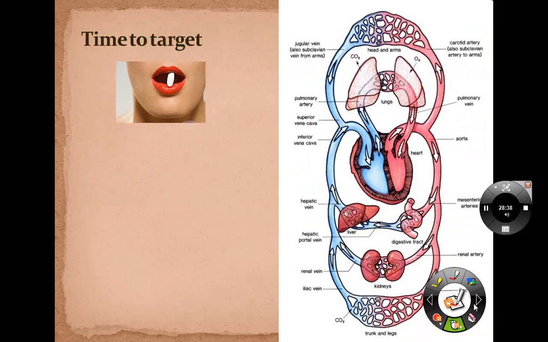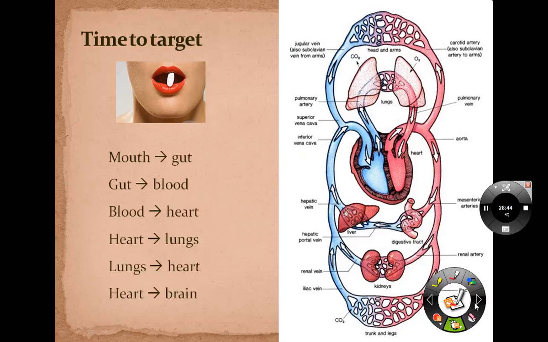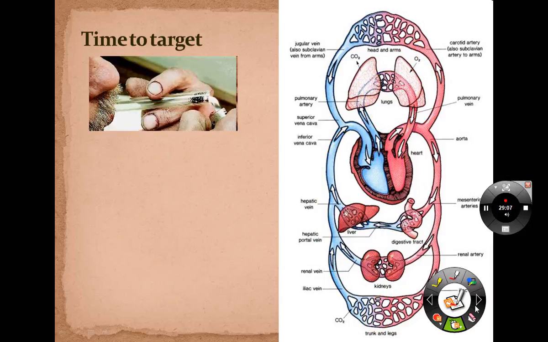Here are arrows. Alright, so time to target: how long it takes to get there? So, mouth, gut, blood. We already know this sequence. If you're going through your mouth, you've got to go to your gut, to the blood, to the heart, to the lungs, back to the heart, and then up to the brain. It's a long pathway. So, eating it takes a long time.